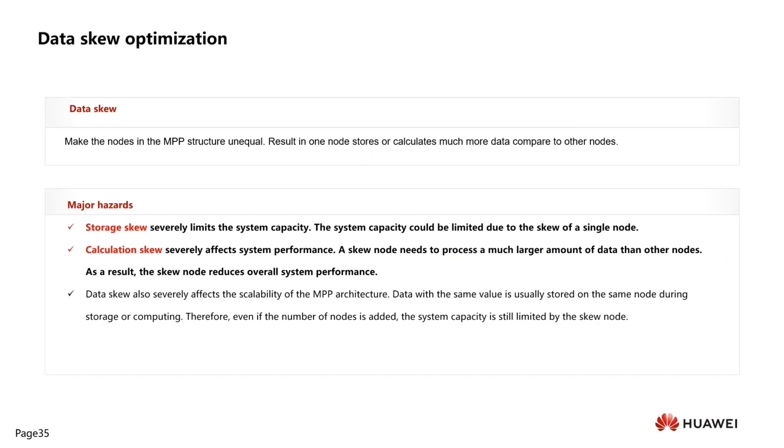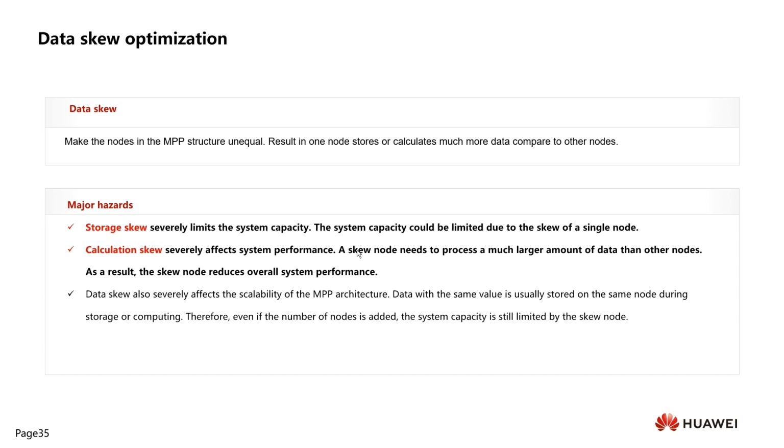Now I want to talk about one important phenomenon in distributed systems, that is data skew. Data skew refers to the uneven distribution of data between the DNs. This would make the nodes of the MPP structure unequal, resulting in one node storing or calculating much more data compared to other nodes. Data skew includes storage skew and calculation skew.